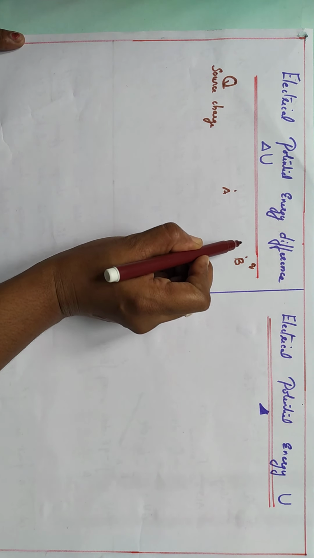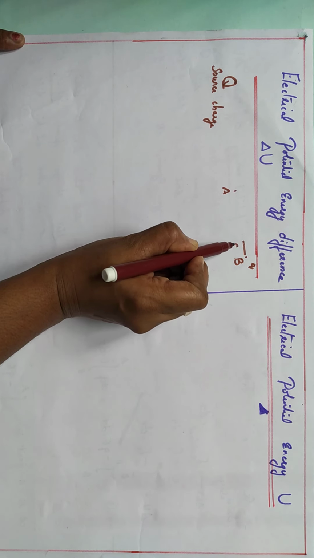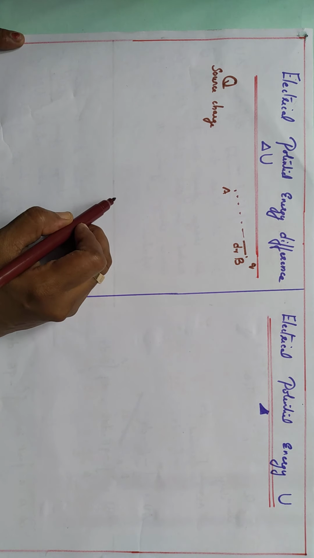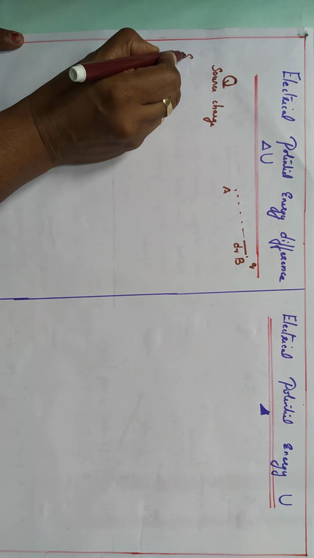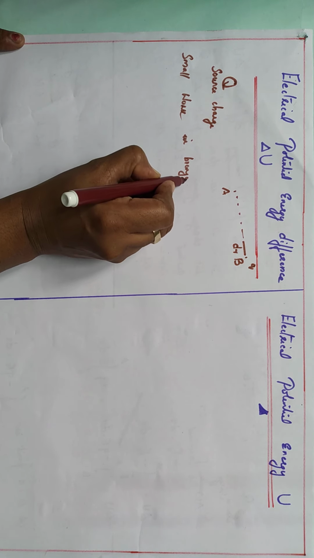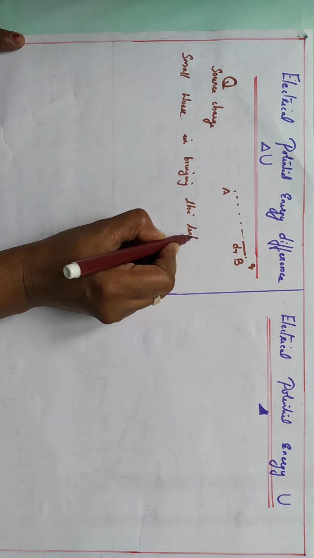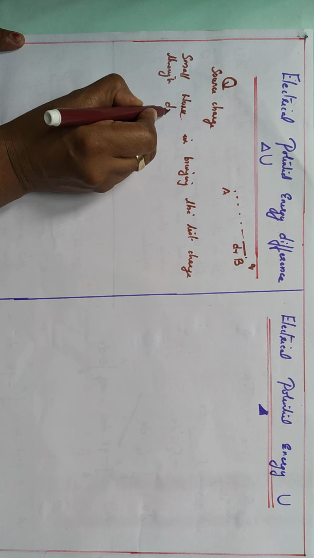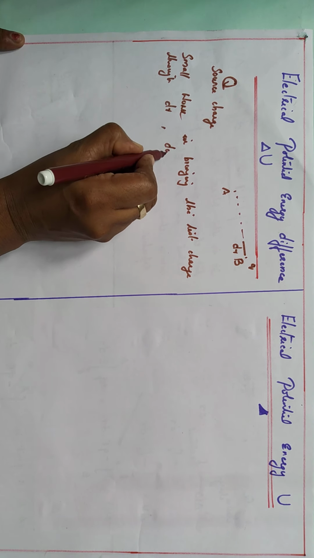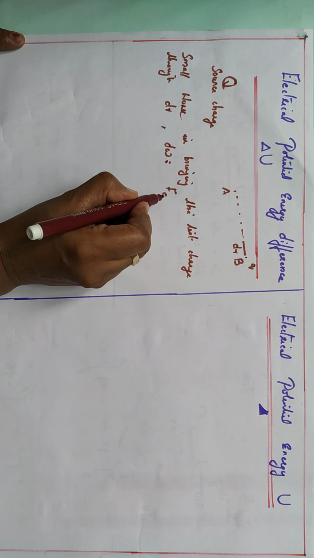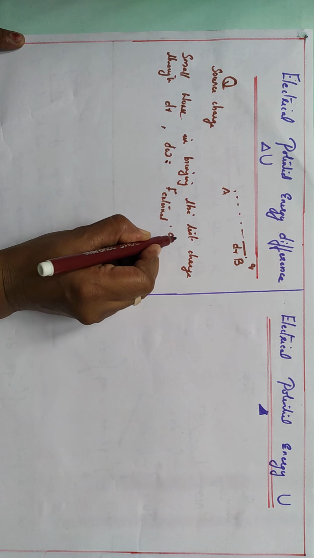So let this test charge be taken through a small distance dr. For that we have to do some work. The external agent has to do some work. So what is the small work in bringing the test charge through a small distance dr? Let the small work done be dW. That small work done is, we know work is equal to force into displacement, isn't it? So F external into the displacement dr.